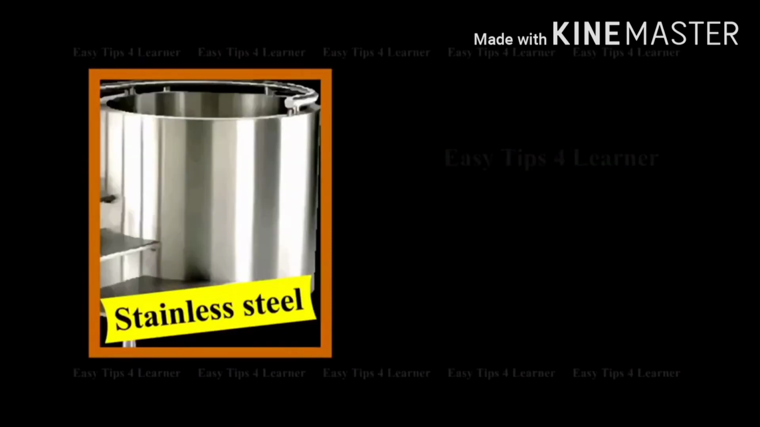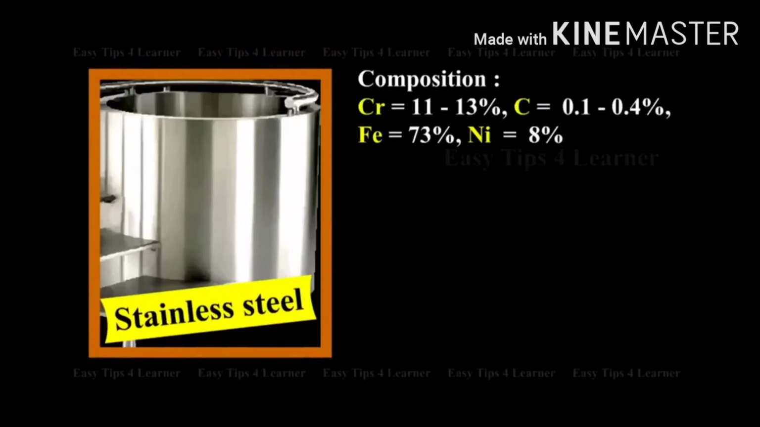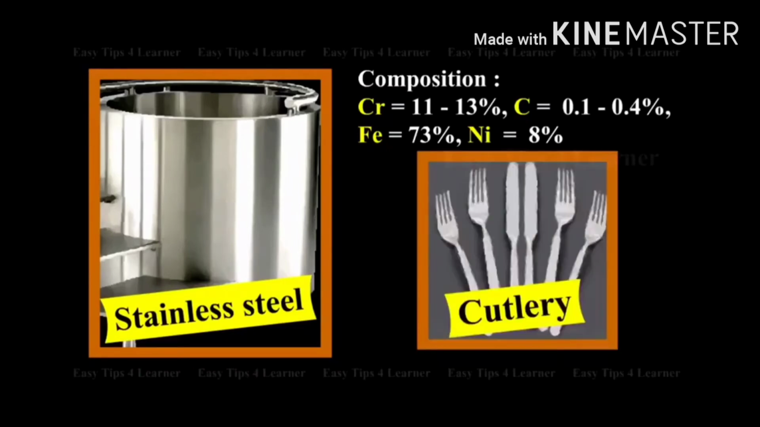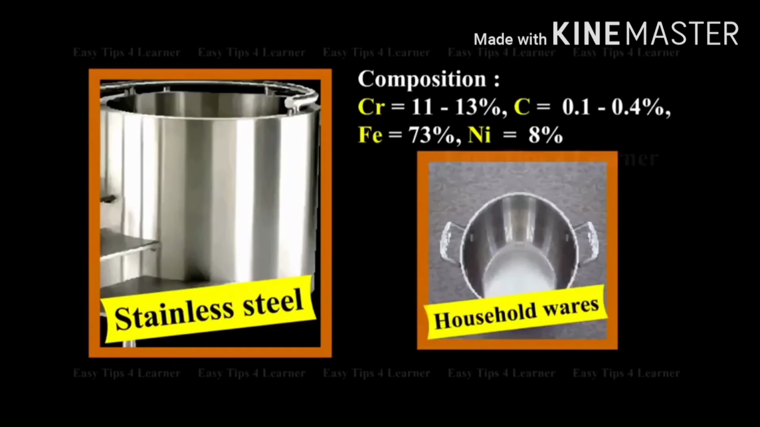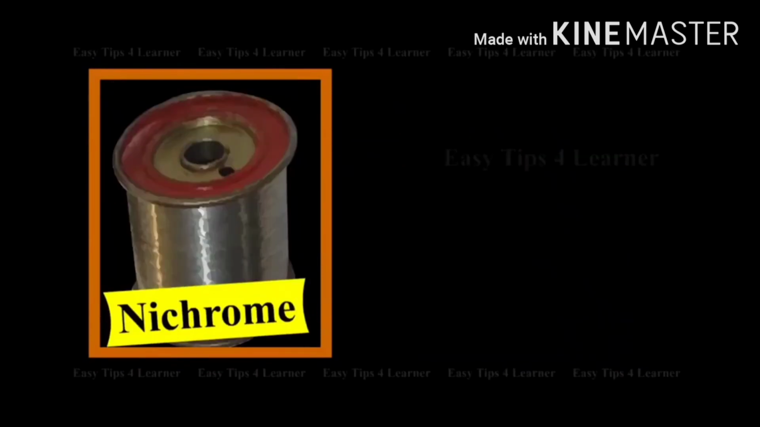The second example is stainless steel, which we use a lot in railway life. Chromium 11 to 13%, carbon 0.1 to 0.4%, iron 73%, nickel 8%. Various elements are there in this to form stainless steel. Household wares are one of the examples.